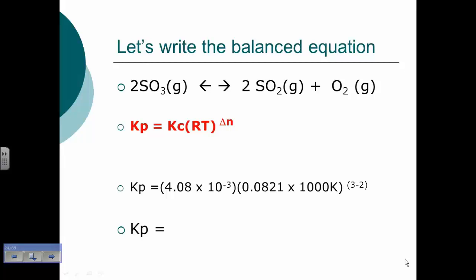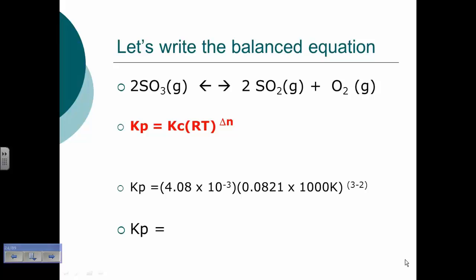4.08 times 10 to the -3rd power. The R constant to match atmospheres. August 21st is how I remember this number for whatever reason, 0.0821. The Kelvin temperature is 1000. R times T raised to the 3 minus 2, that's product gas minus reactant gas. I see 3 minus 2, so raised to the 1st power.